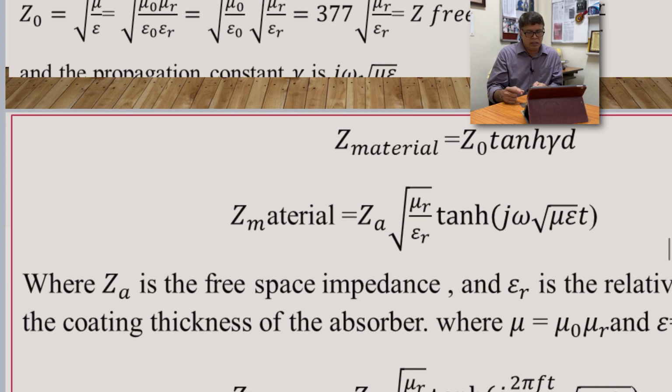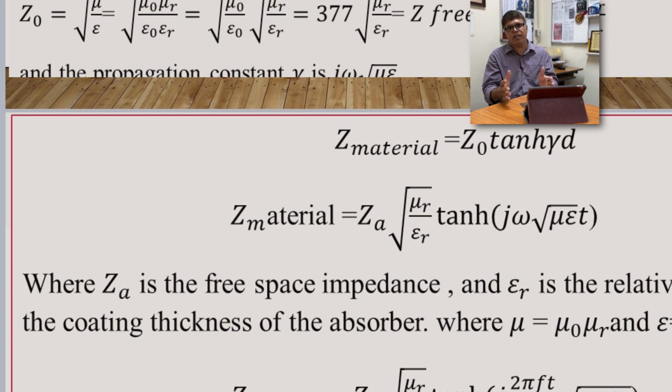Now the Z material is equal to Z0 tanh(γd). So Z material can also be represented as Z0 √(μr/εr) tanh(jω√(με) t), where Z0 is the free space impedance and εr is the relative permittivity. So the thickness of the dielectric material, the material used to design the SRR, and the material used to design the ground plane all matter. Ultimately, the total impedance of the ground, dielectric material and FSS must be equal to the free space impedance.